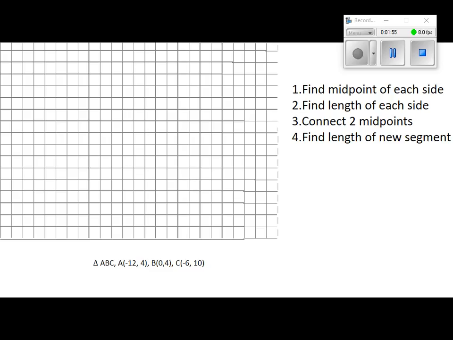How do I graph negative 12, 4? Left 12, up 4. Hopefully I drew my graph over far enough. 1, 2, 3, 4, 5, 6, 7, 8, 9, 10, 11, 12. 1, 2, 3, 4. What am I going to label that point? A. Good. How do I graph 0, 4? Left to right 0, up 4. What do I label that point? B. Negative 6, 10. How do I graph that? Left 6, up 10. 1, 2, 3, 4, 5, 6, 1, 2, 3, 4, 5, 6, 7, 8, 9, 10.